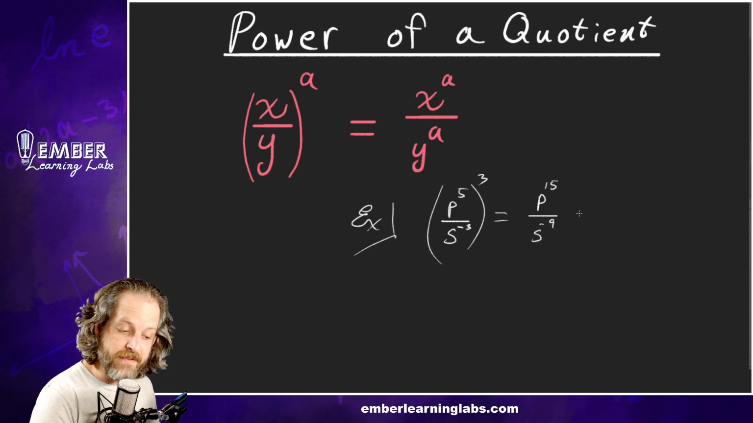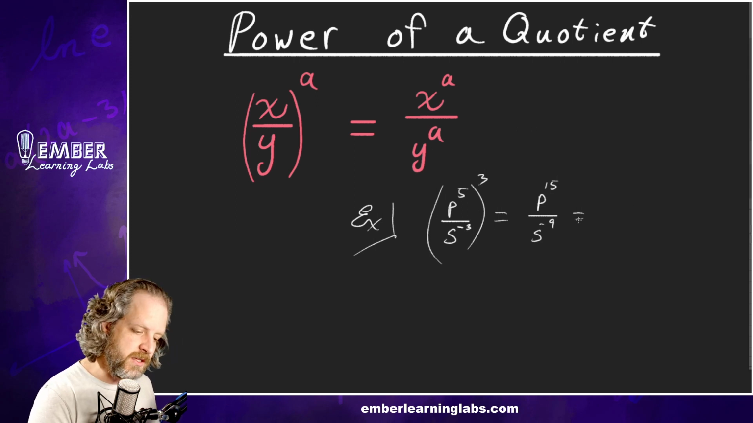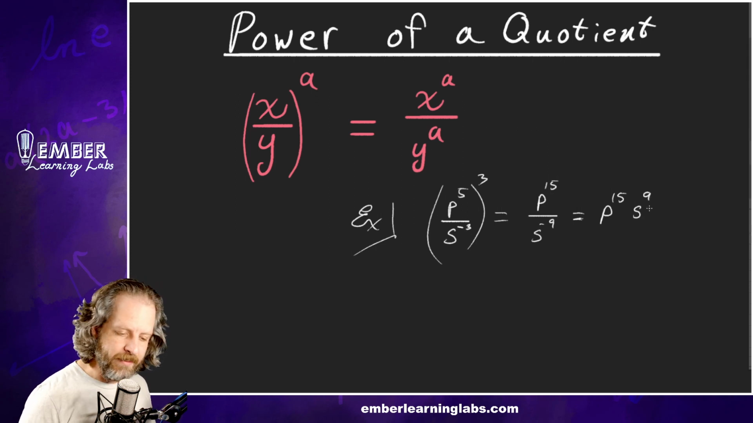We don't like negative exponents, so we've got to change levels, bring them from the bottom to the top. We started from the bottom, now we're here. So it turns into s to the 9th. Blamio.